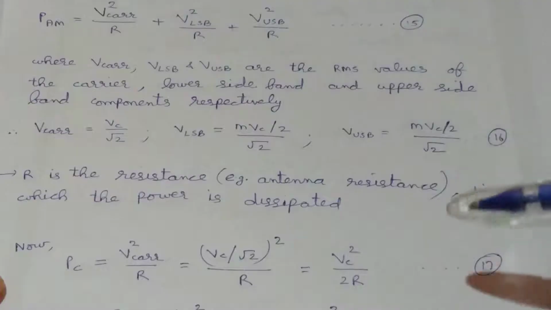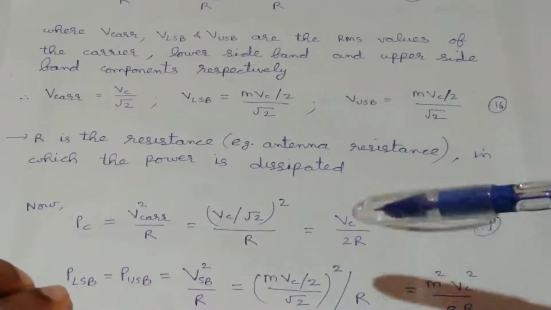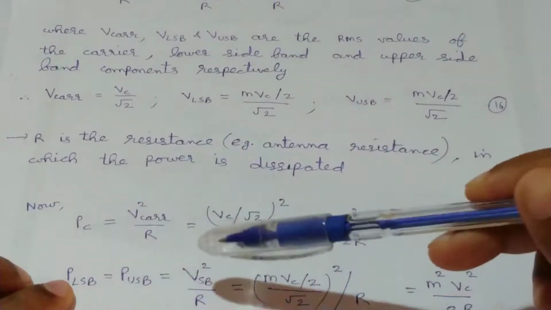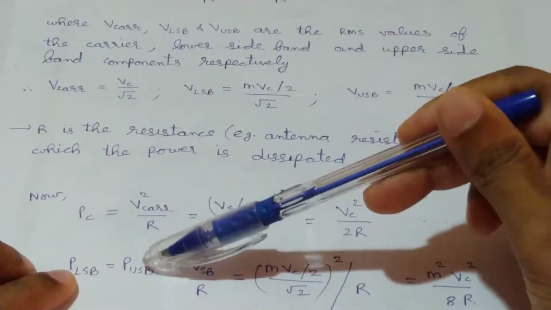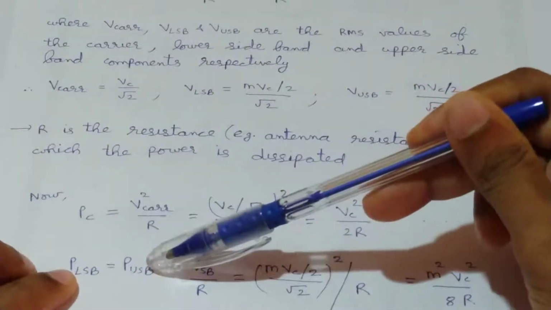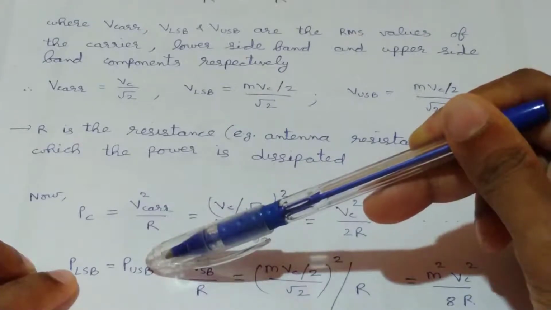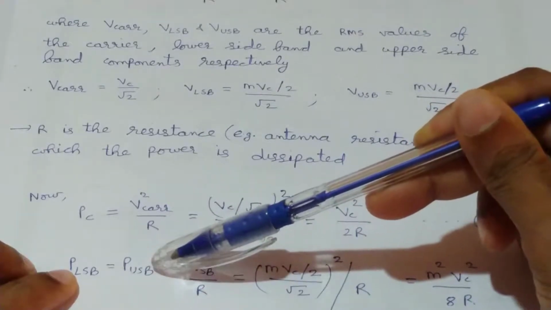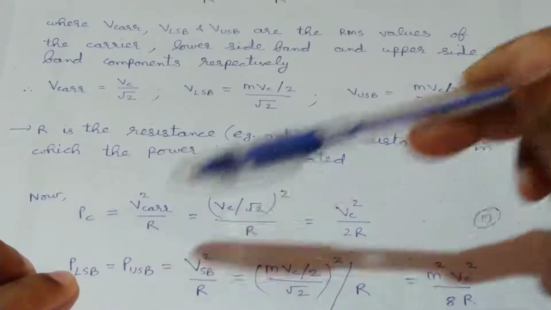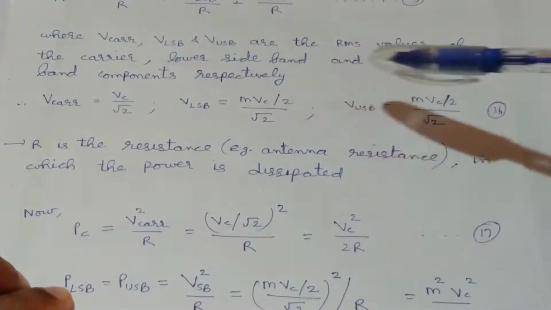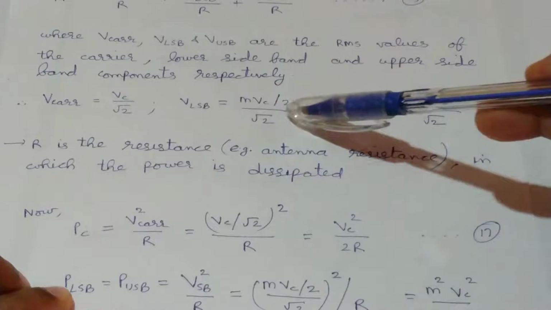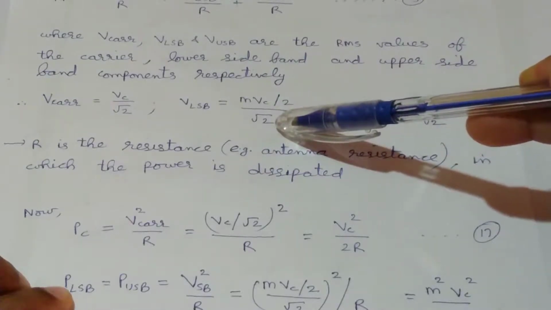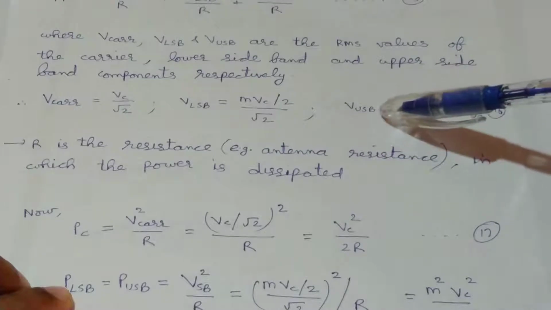Let's now calculate the power developed by the upper sideband and lower sideband components across the resistance R. When we consider the power developed by this upper sideband and lower sideband components, that two powers are same, because the peak amplitude for the lower sideband and upper sideband are same, and that is equal to MVC by 2, and hence the RMS values for the lower sideband and upper sideband are same, and that is equal to MVC by 2 divided by root 2, and hence the power developed by the lower sideband and upper sideband across the resistance R will be same.